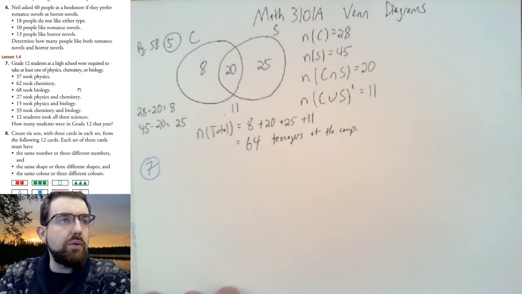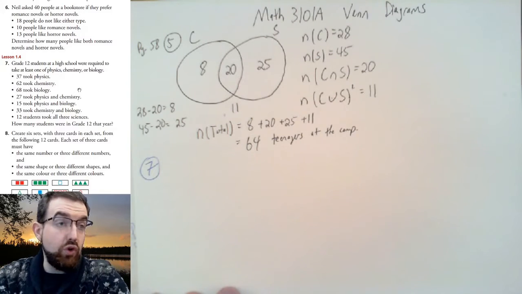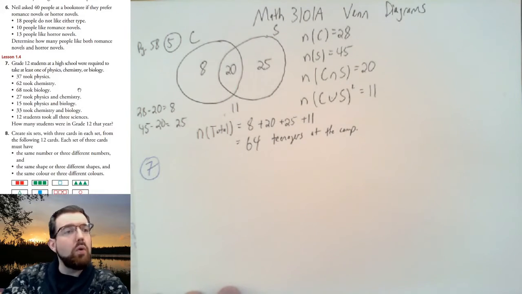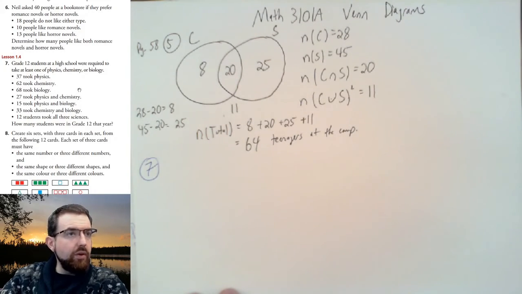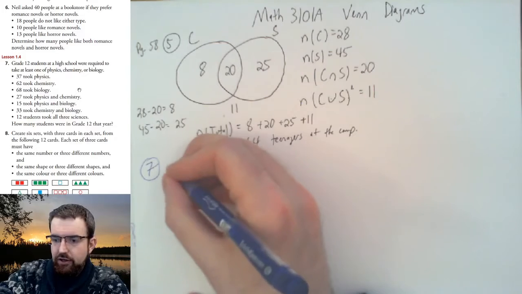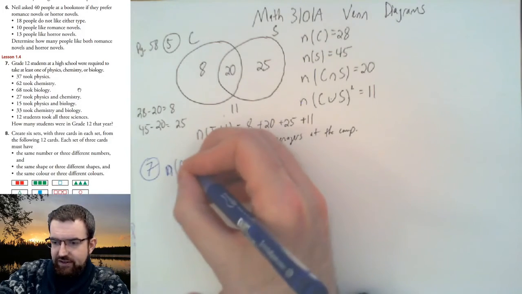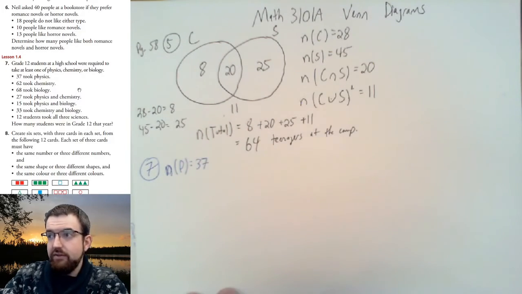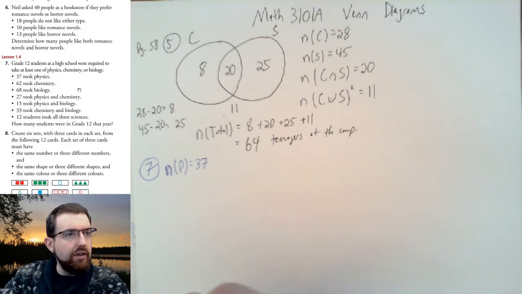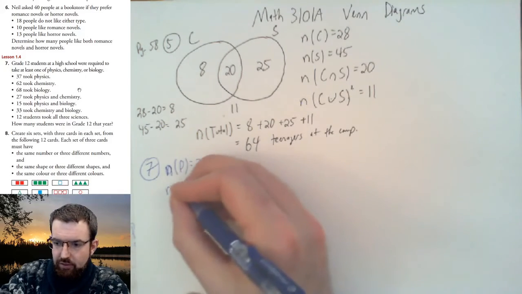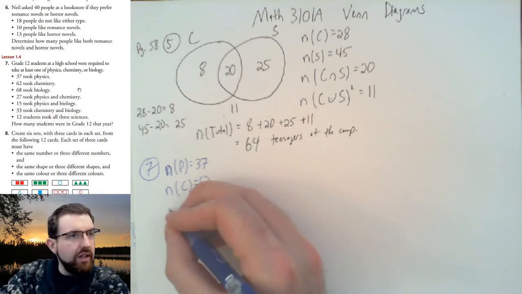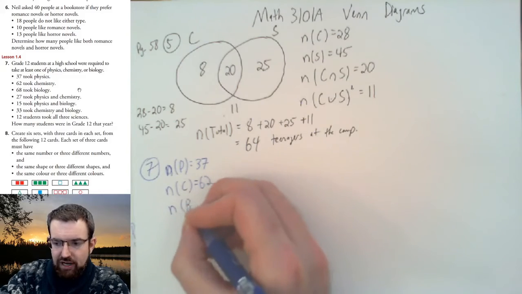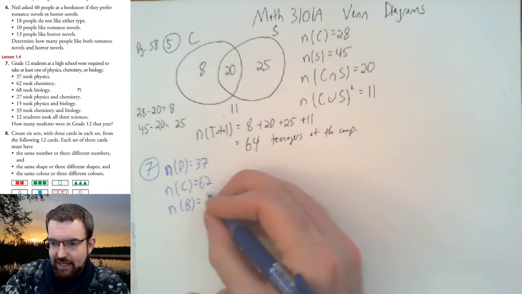So grade 12 students at a high school were required to take at least one of physics, chemistry, or biology. Okay, so if they had to take at least one, we know that there's not going to be any numbers outside like there are over here. We know 37 took physics. Okay, so the number of physics is going to equal 37, right? 62 took chemistry, so the number of chemistry is going to be 62. 68 took biology. The number of biology is going to be 68.